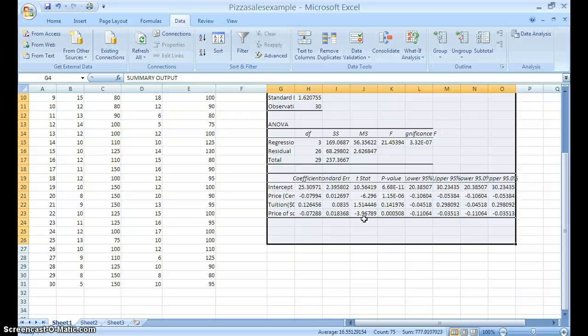So you do need to keep the price of your soft drinks down if you want to sell more pizza. Okay, so the equation that we now have for demand just gets a little bit more complicated. It's going to be the quantity demanded of pizza slices is equal to 25.31 minus 0.08 times the price of the slices in cents, plus 0.13 times the tuition charged at the college nearby, and minus 0.07 times the price of the soft drinks that we sell.